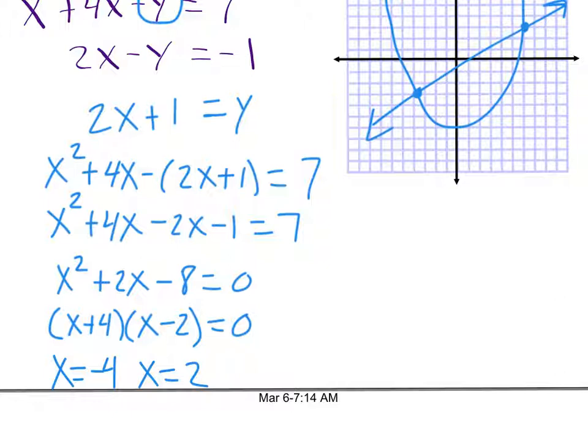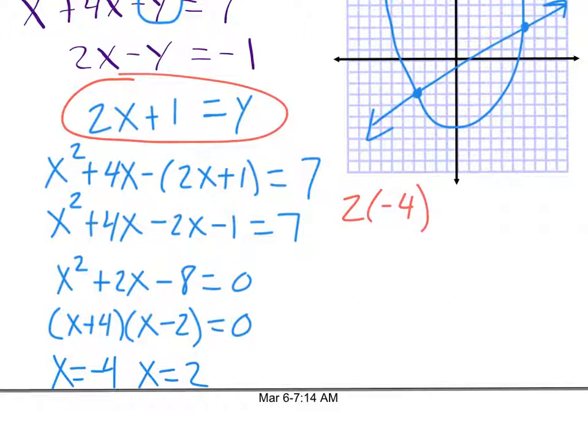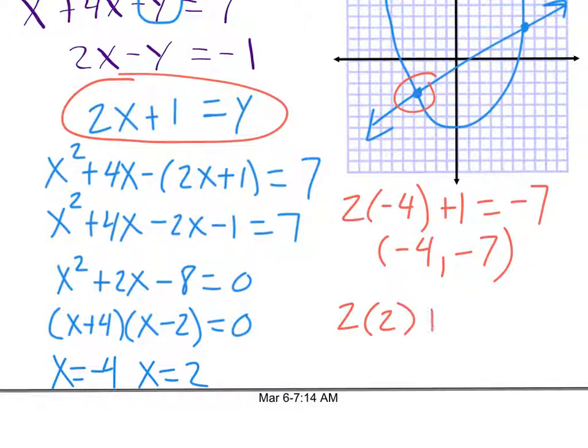Now I'm going to go back up to this one. I can use that, because now I have x values, and I can say, all right, 2 times negative 4 plus 1, well, that's negative 7. Now in your solution, you have to be really particular about that negative 7, that needs to be paired with the negative 4. Okay? My drawing is not to scale at all, but that would likely be that solution. That's the point where they intersect. And then I'll plug in 2. There we get 5. So then 2, 5 would be the other one.